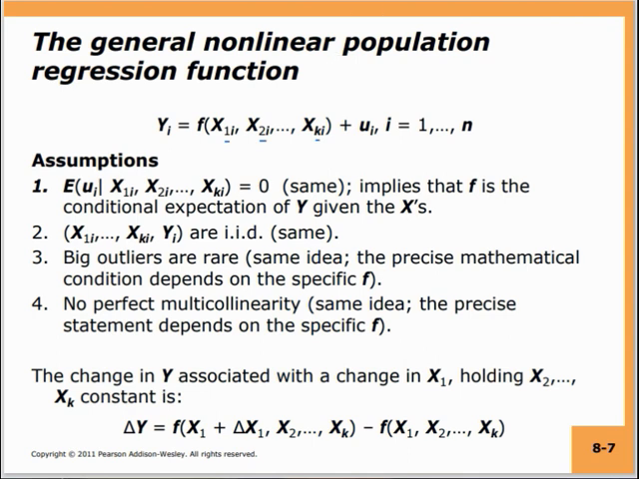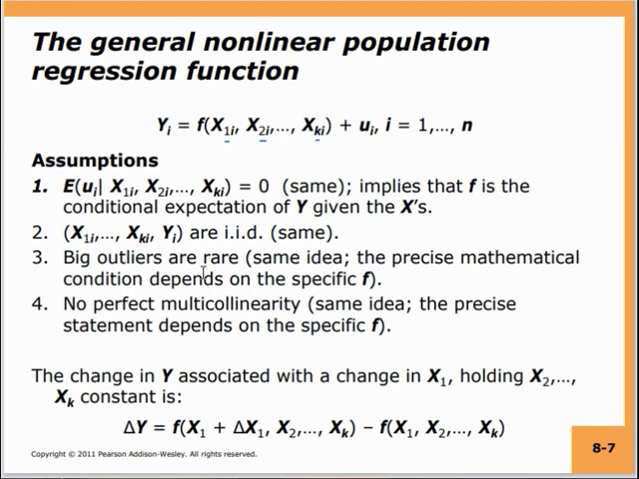Here the assumptions are as before. The expected value of the error: you fit such a model such that the error that is left over, overall, the mean error will be 0. The expected value of the error given the different values of the independent variables will be the same, which implies that f is the conditional expectation of y given the x's. x1i to xki and yi are IID. This is the same assumption as before. Big outliers are rare. That is the same idea.